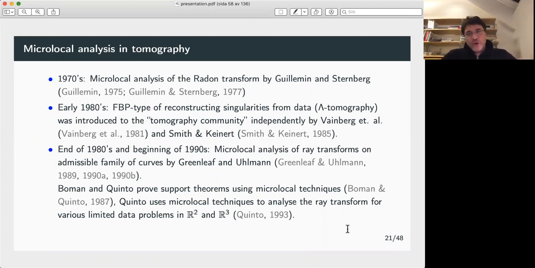And this is, of course, all to be able to see essentially how to relate singularities in tomographic data to singularities in the image that you want to recover. That's the baseline question.